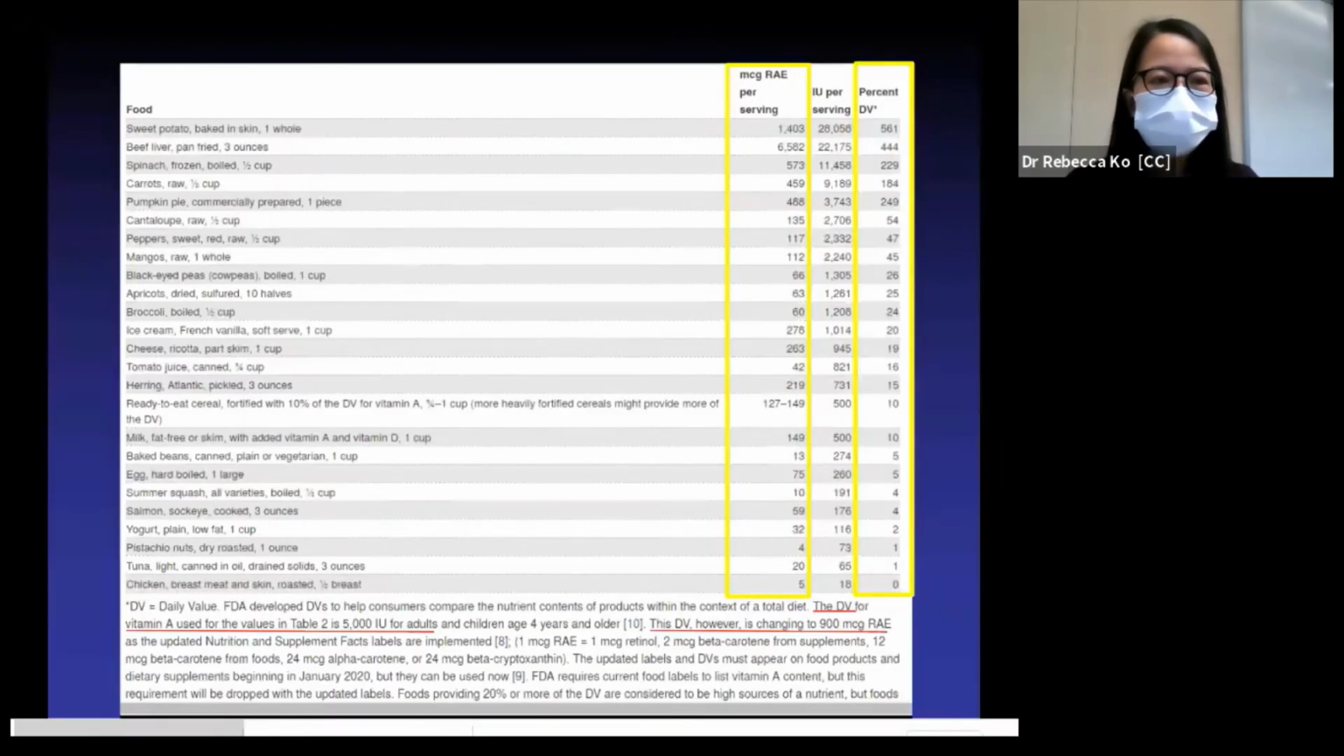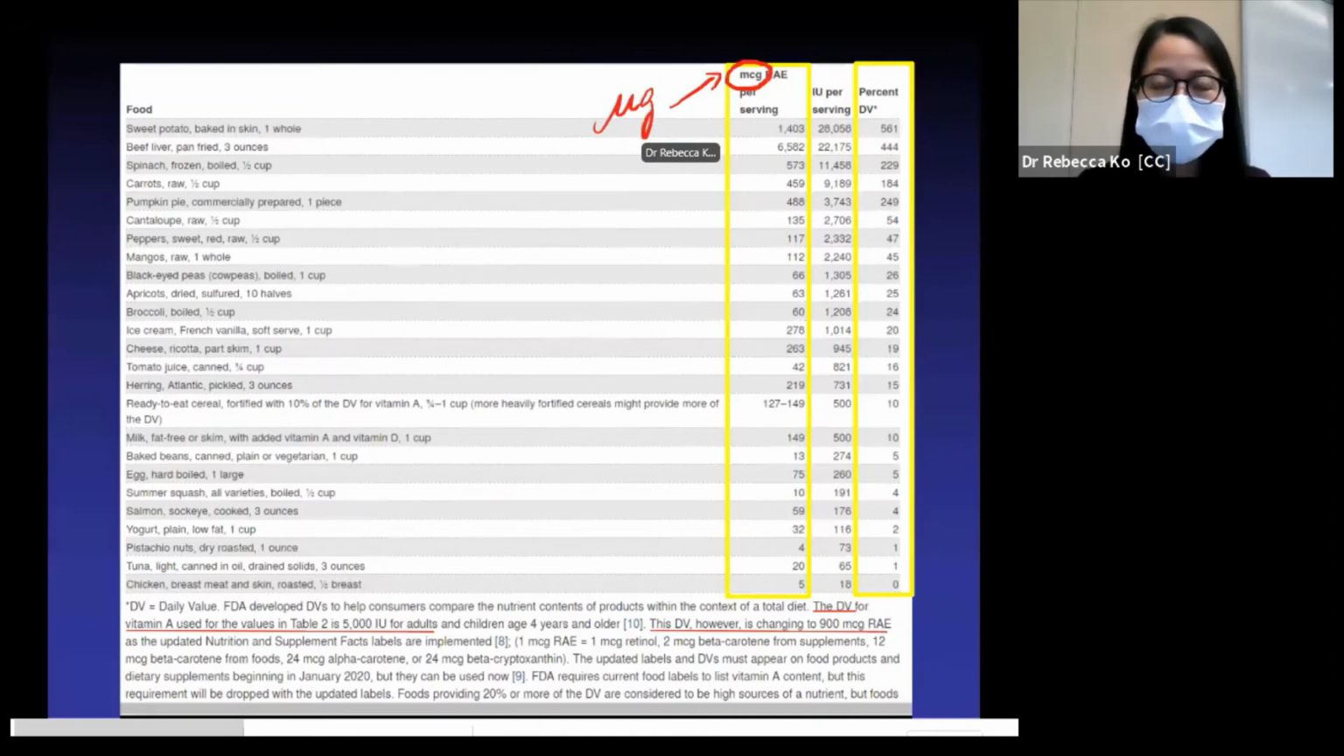This table lists out food examples containing vitamin A. From the list, can you point out which one has the highest content of vitamin A? Yes, that is the beef liver. For around 3 ounces, the amount is 6,582 micrograms RAE, and mcg stands for microgram.